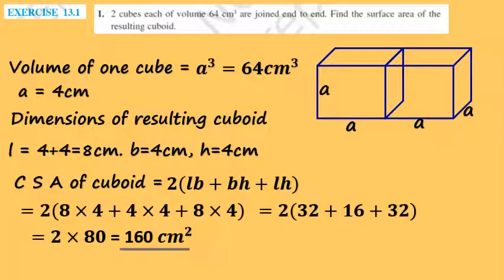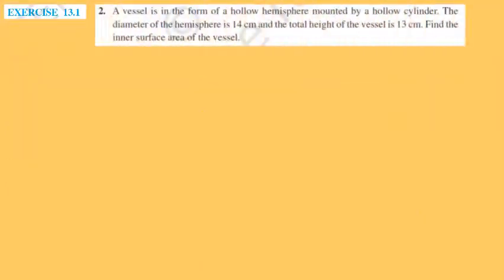Shall we go on to the next question? Question number 2. A vessel is in the form of a hollow hemisphere mounted by a hollow cylinder. The diameter of the hemisphere is 14 cm and the total height of the vessel is 30 cm. Find the inner surface area of the vessel.